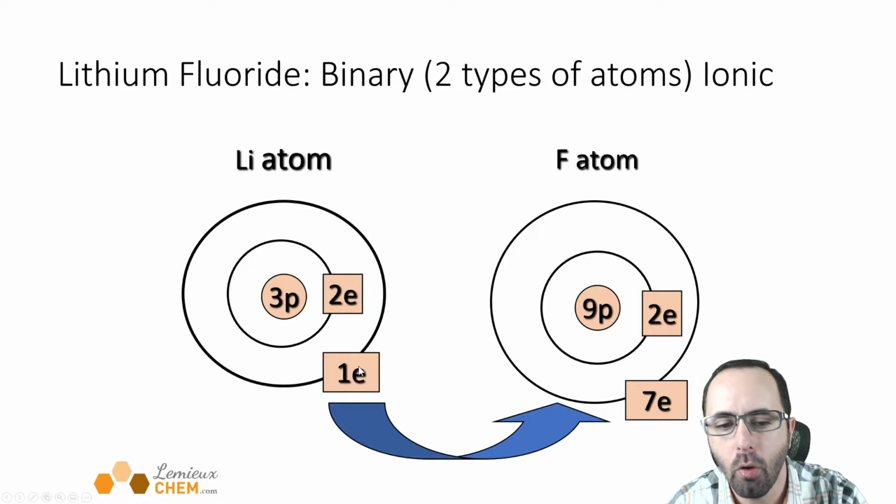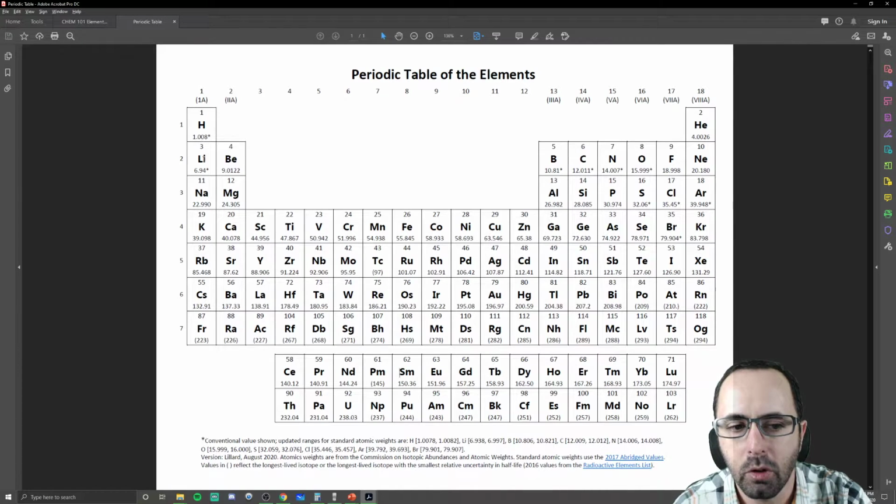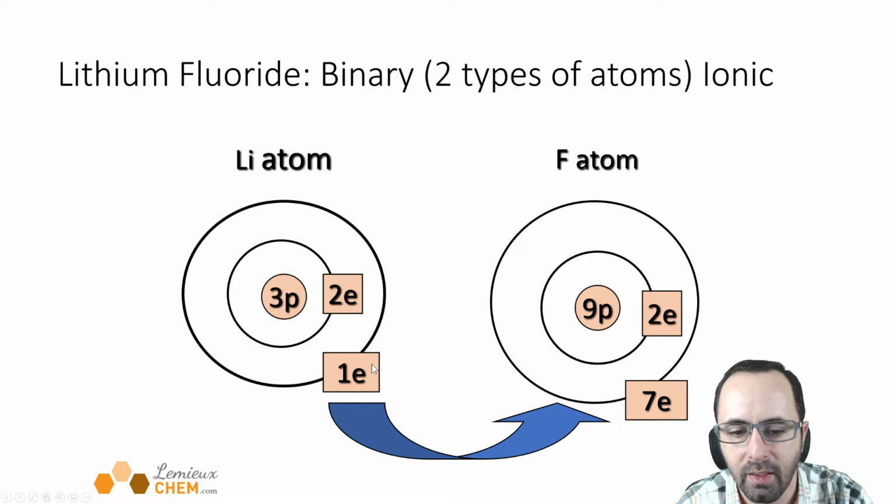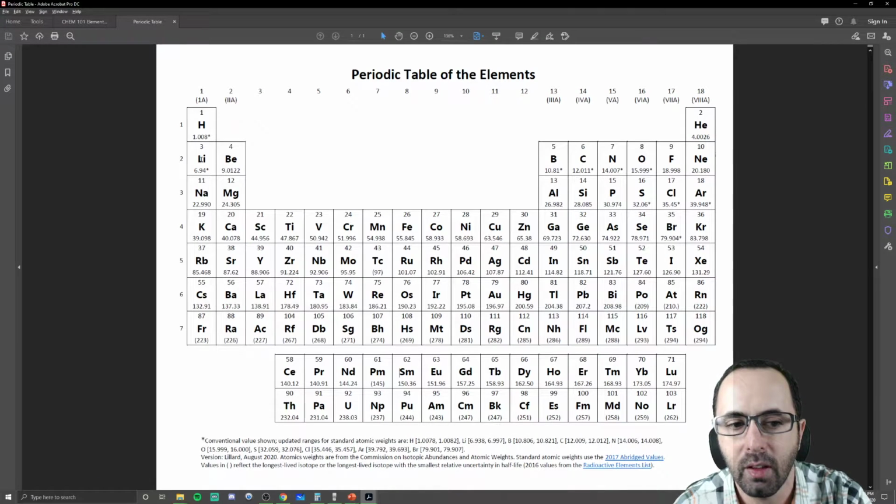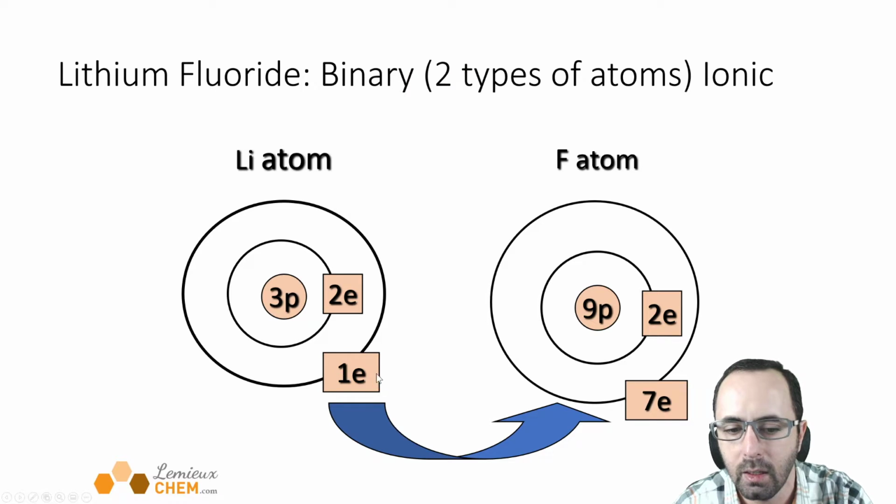So remember from before where we said the group number is the number of valence electrons? Lithium is in group number 1. It has 1 valence electron. And it's in row 2, so that valence electron is in the second shell right here.